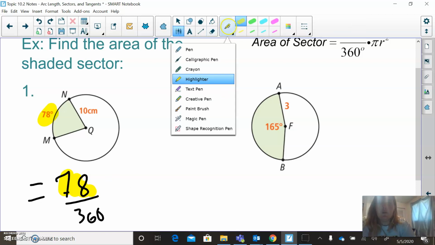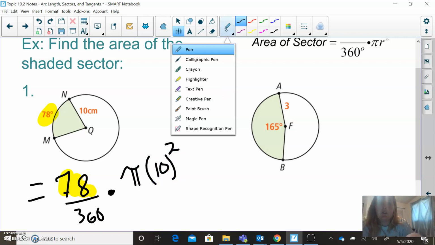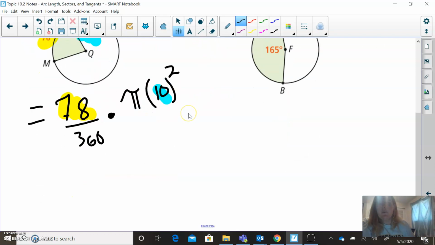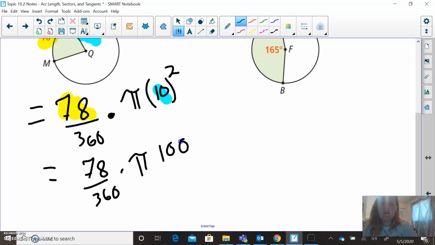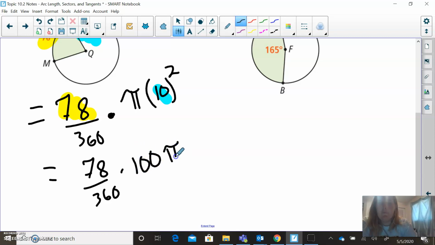And we are going to multiply it by pi r squared, which is 10 squared. And that 10, again, comes straight from the problem. So let's work on the area part of the formula first. We'll have 78 divided by 360 times pi. Now, 10 squared is 100, and we can flip-flop this and make it 100 pi.